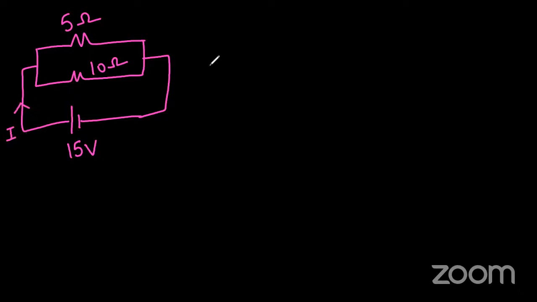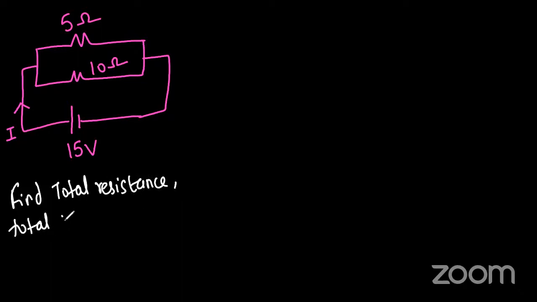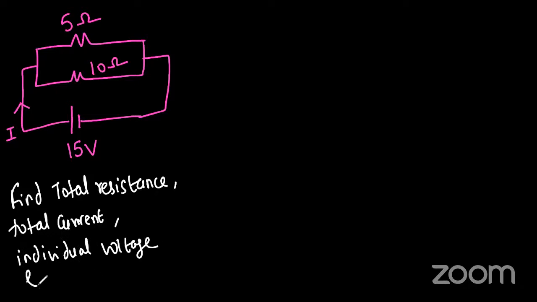Okay. So what is the question? Find total resistance. The question is same. This is last time लिखा था. Find total resistance, total current, individual voltage and current. ये सब मुझे find out करें. ठीक है? चलो. So I'll start with the answer.